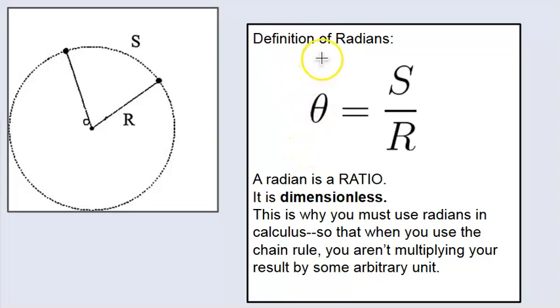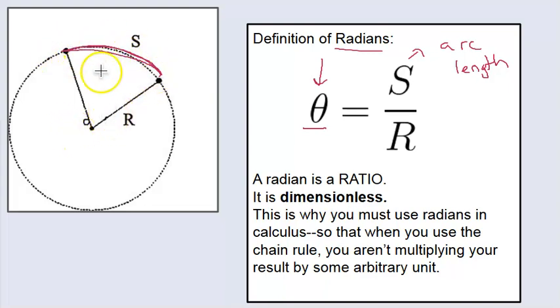Okay, so fundamental definition of radians. Theta is arc length, which the variable is s, over the radius of the circle. So this is the arc length s, and if you took a piece of string and measured that distance and laid it out on a ruler, that's a length. If you divide it by the radius, this is dimensionless. Okay, that is the definition of radians.